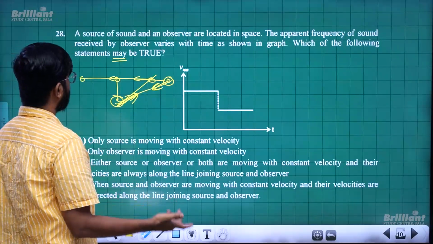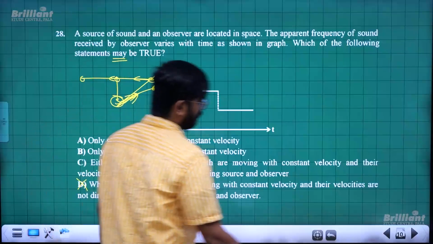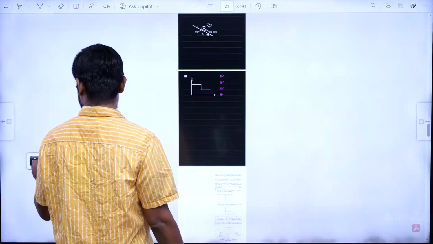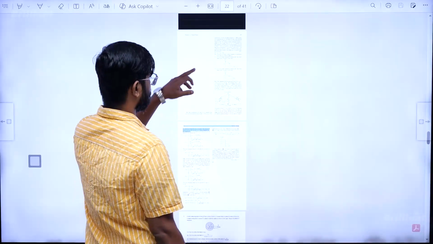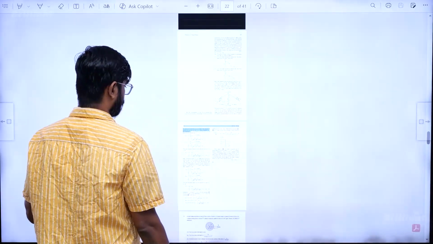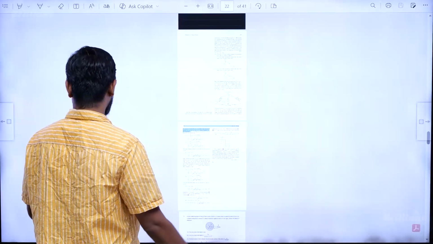So A, B, C can happen. I will be attaching a PYQ also, where you will see the graph doesn't look like this. Then it will make sense why we are talking about it lying along the same line in our question.